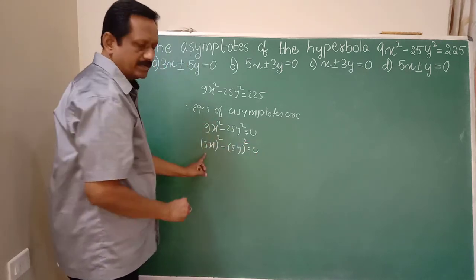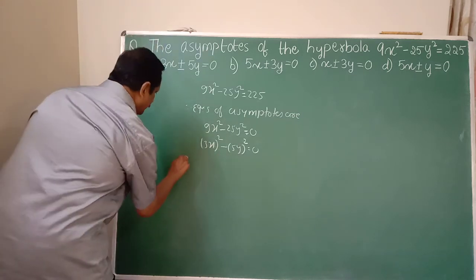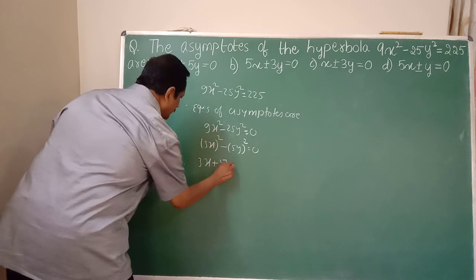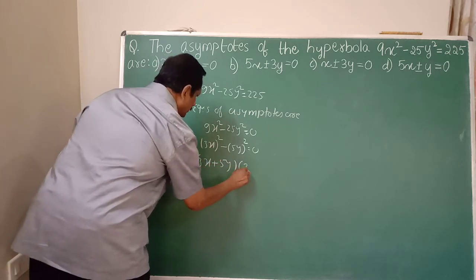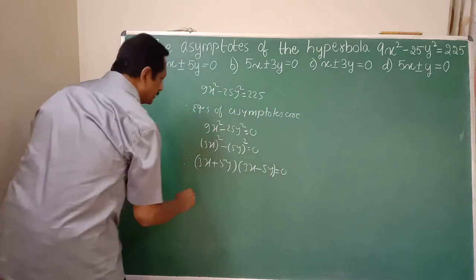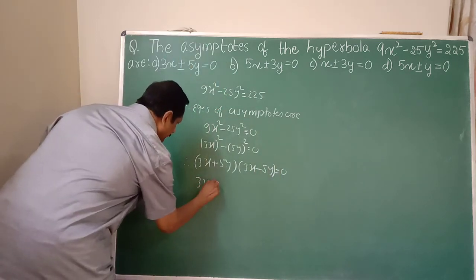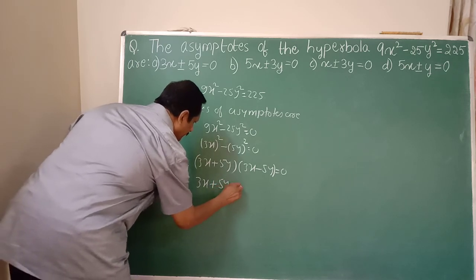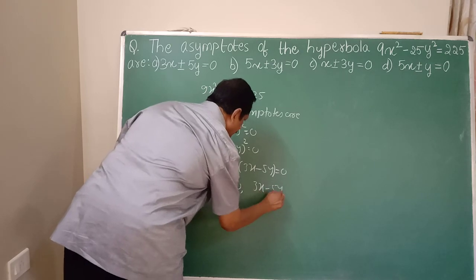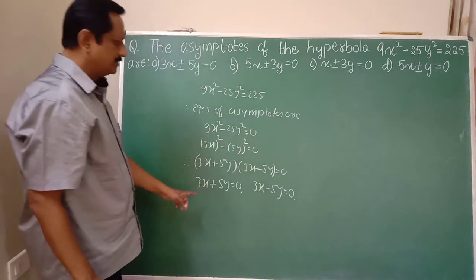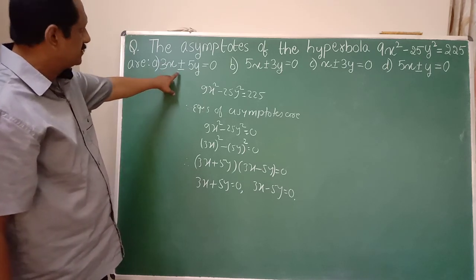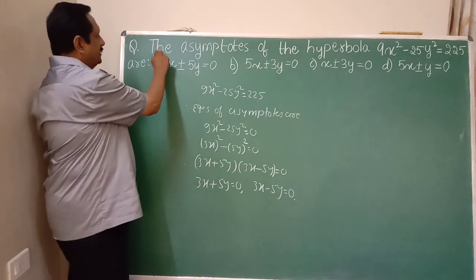So use the a squared minus b squared formula. Therefore (3x + 5y)(3x - 5y) = 0. Hence 3x + 5y = 0 and 3x - 5y = 0. So these are the equations of the asymptotes. Hence 3x ± 5y = 0. So the first option is correct.